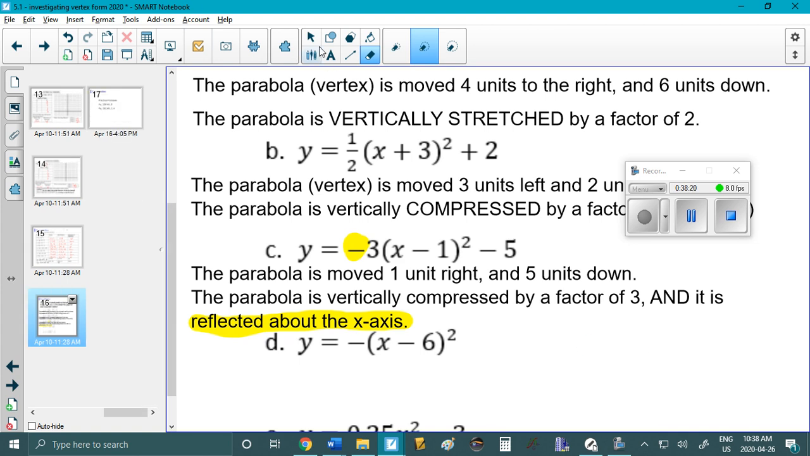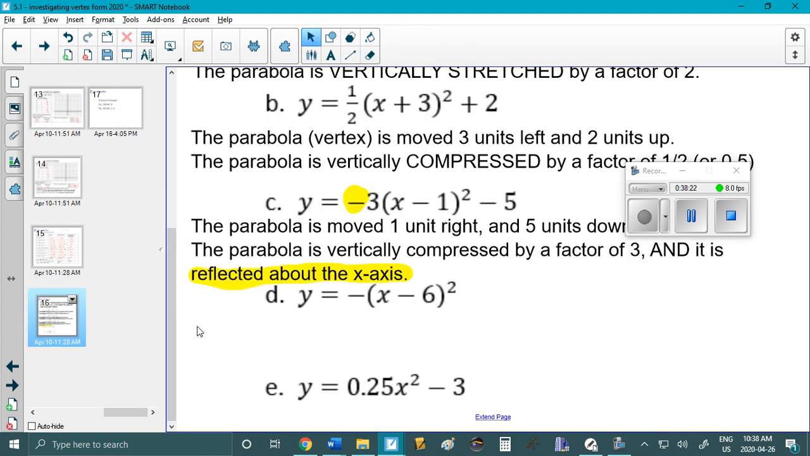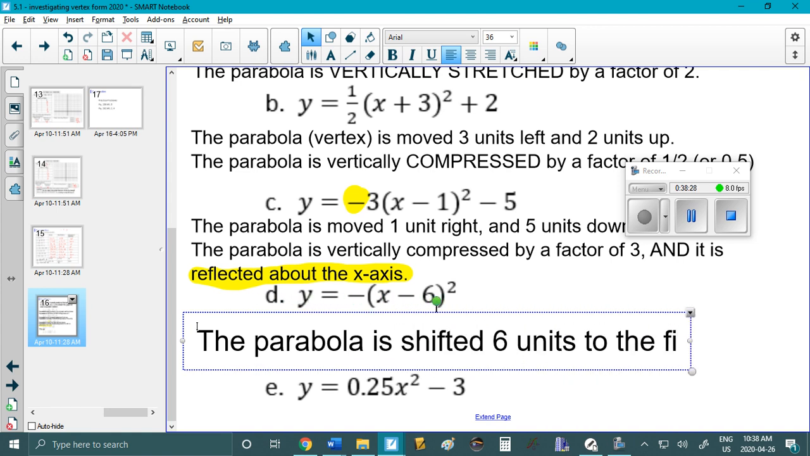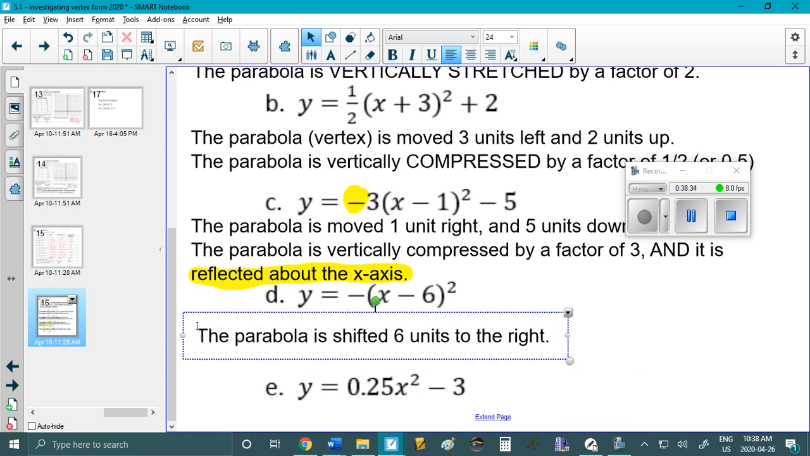Okay, so last 2. Again, I'm hoping that you try them on your own first. The parabola is shifted 6 units to the right. I do prefer the word shift. If you say moved, it's technically correct. But as we move forward in this unit and into grade 11, you're going to want to say a horizontal shift 6 units right. But for now, I'll talk like this. So the parabola is shifted 6 units right.